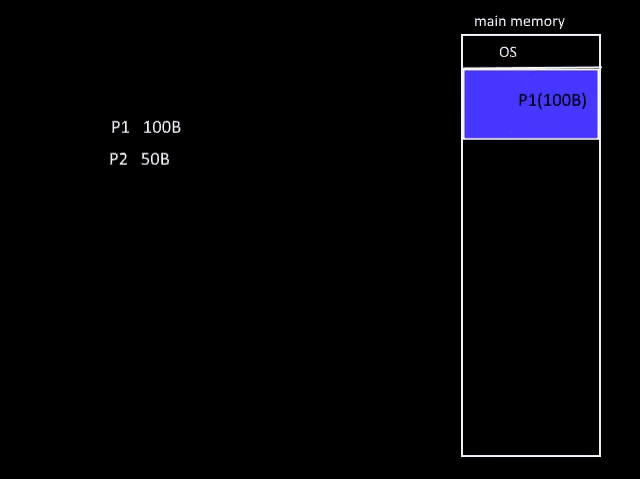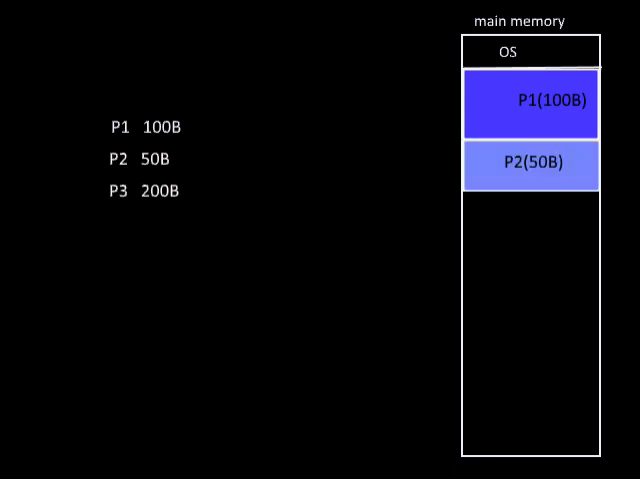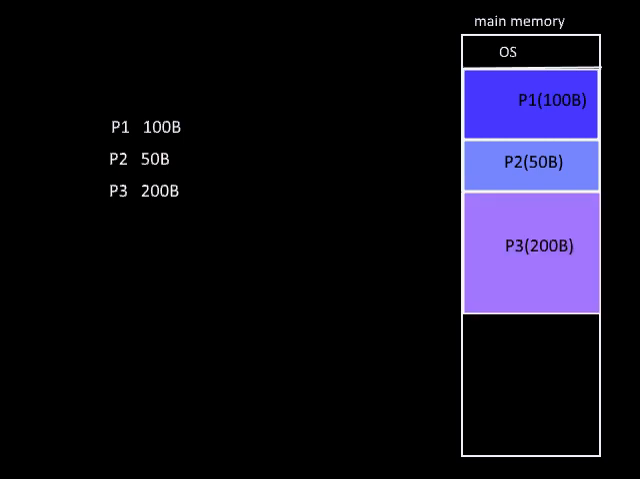So suppose we have one request P1 of 100 bytes, so we created a partition for it. Next we have a process P2 of 50 bytes, we created a partition for it. Next process is P3 of 200 bytes, and assume the remaining memory here is 400 bytes. Now suppose that the process P2 has finished its execution or is swapped out of the main memory. Then this portion of the memory is deallocated and this partition will become free.